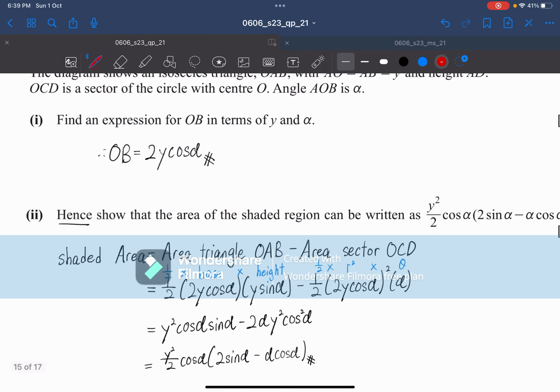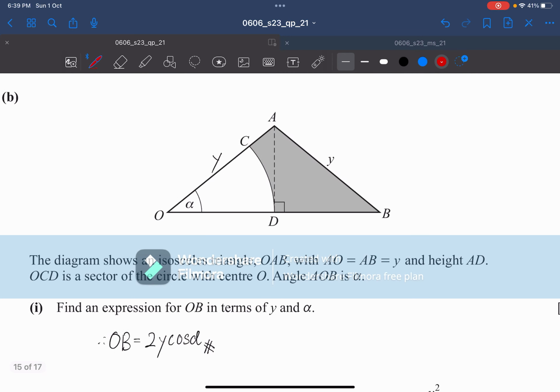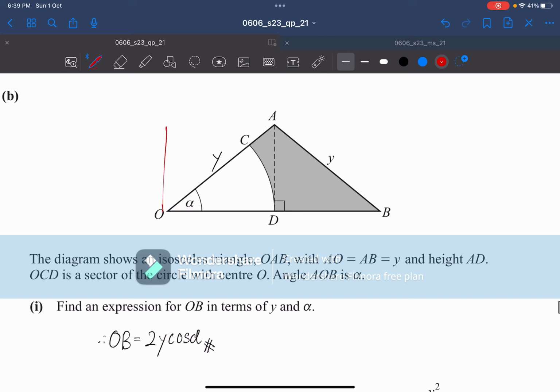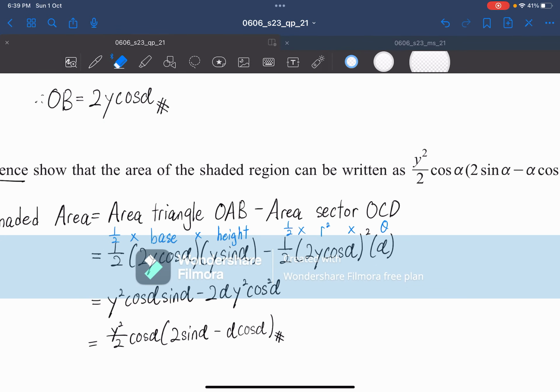So 1 over 2 multiply base multiply height. Y sine alpha, I got it from what I said. It's just the vertical component. Since the angle touches on this part, on OD, that means this part will be sine. So y sine alpha. This is the perpendicular height. So that's why I did that. And then you minus the area of the sector, which is r squared theta.